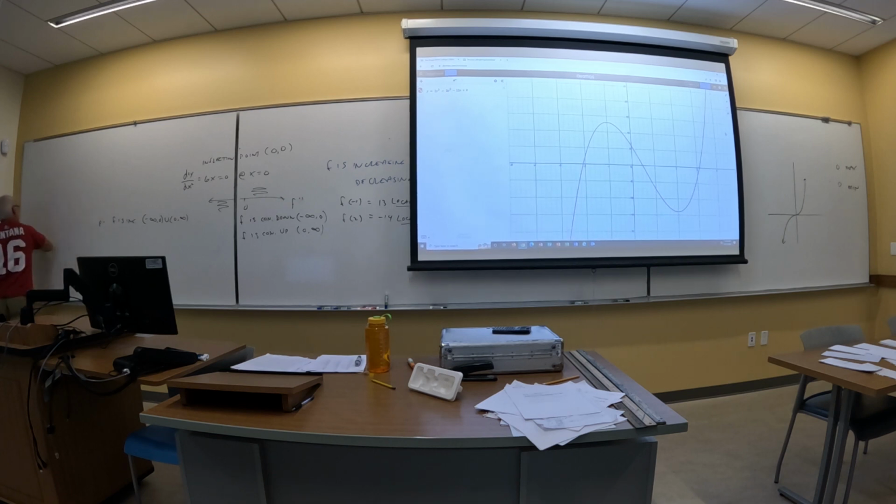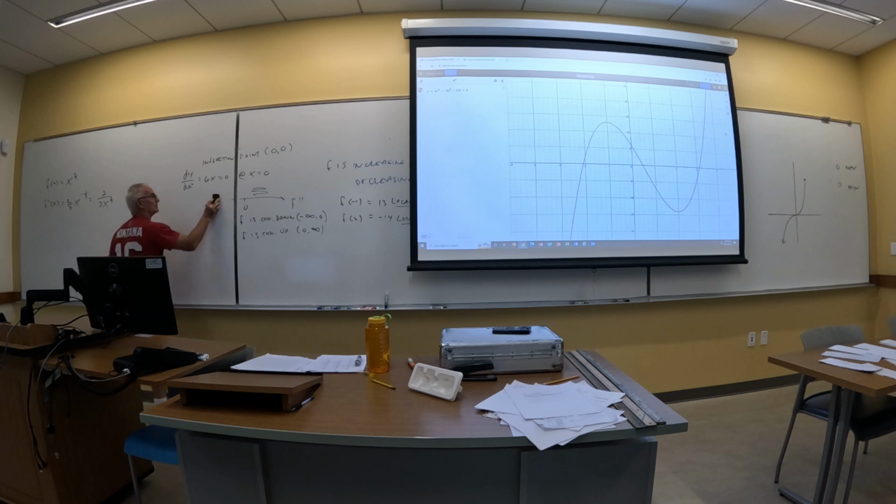Okay, one of my personal favorites. I'll write it as f of x this time. x to the 2/3. Okay, we've worked with this one a couple of times. So the derivative is 2/3 x to the negative 1/3, which is 2 over 3x to the 1/3. Now, does this ever equal 0? No, because I have an x in the bottom.